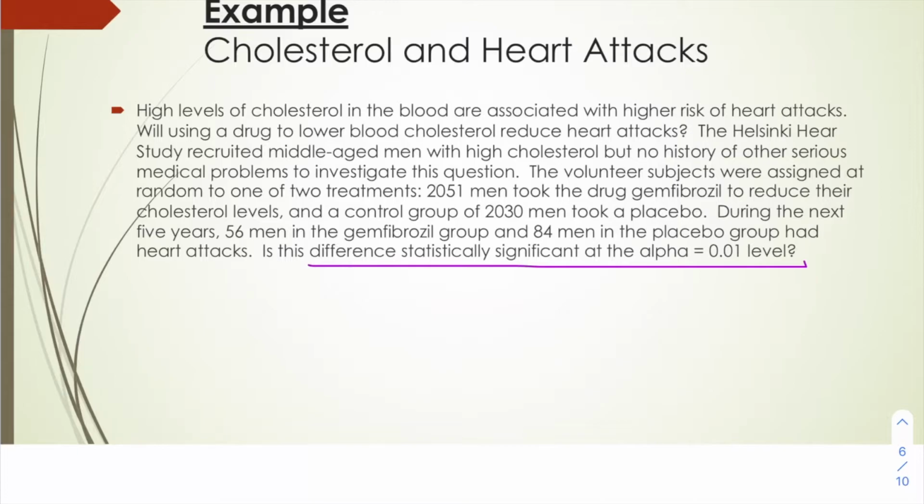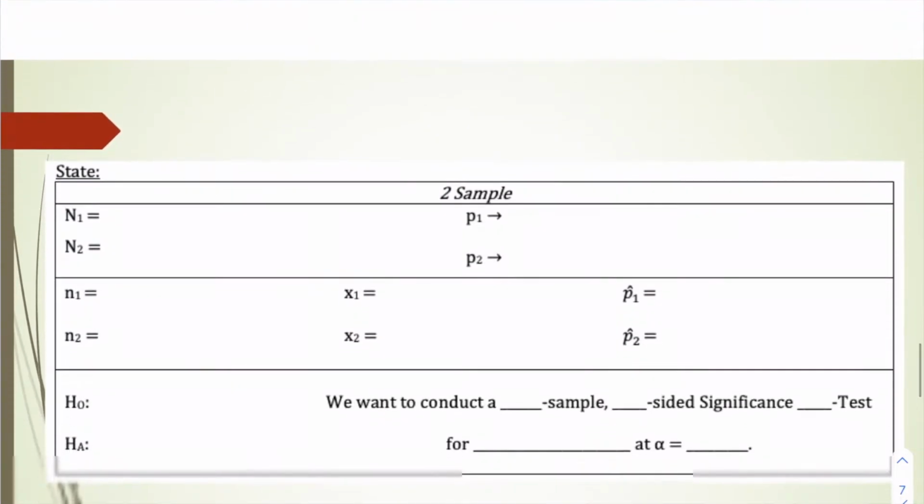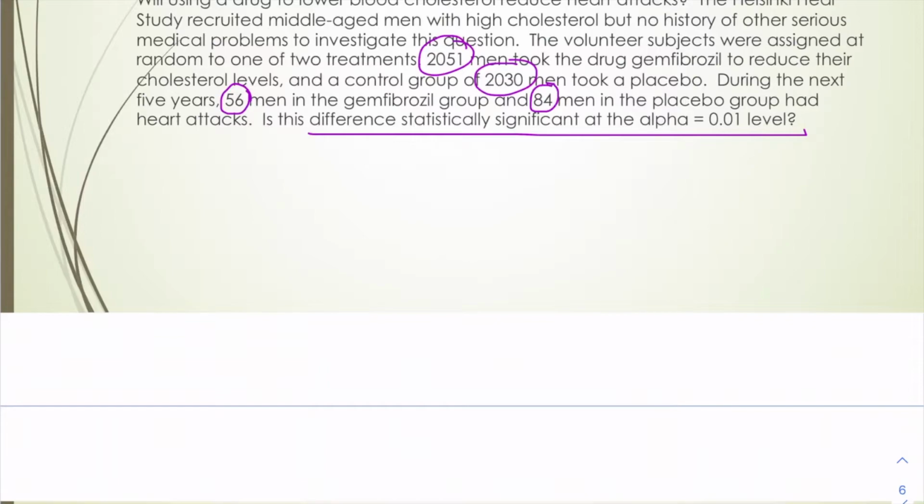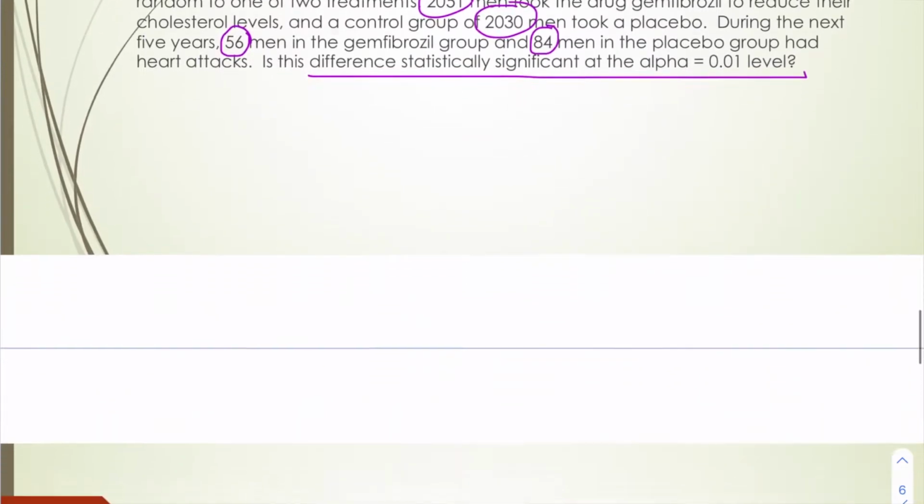So basically we need to get out of here all the information that we need. So this looks important, this looks important, this looks important. So we're going to our template to fill out where we can find information that we know. Okay, so from the first proportion, I'm looking for the men that took the gemfibrozil and the proportion of them that had heart attacks.